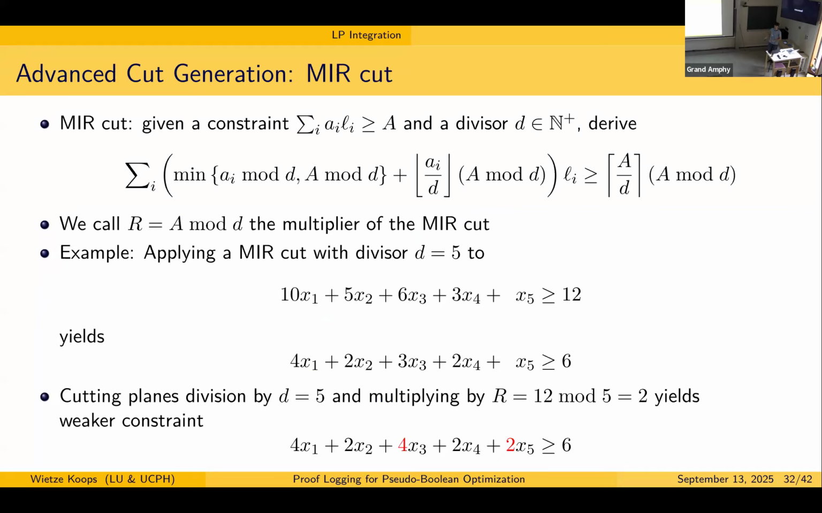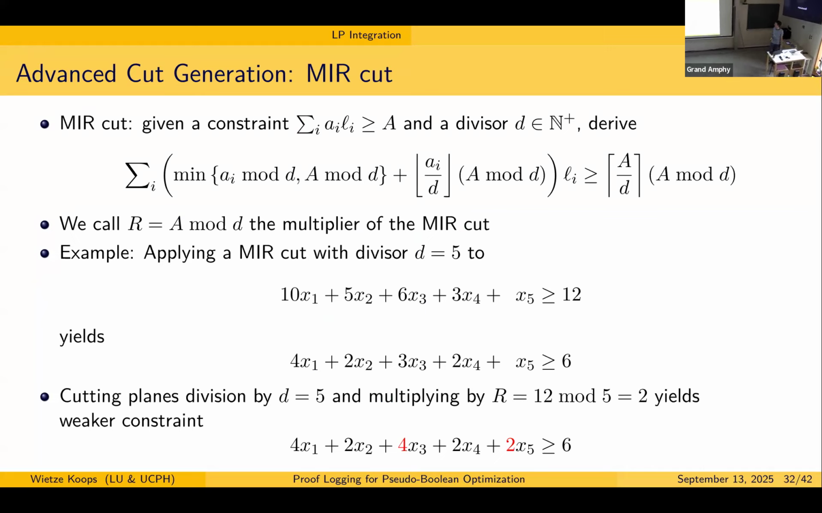So the MIR cut rule is this little scary formula, so I'm just going to explain it using an example. We should think of it as we do cutting planes division with the divisor d, we multiply with a modulo d, and then we see that the coefficients on the left-hand side can actually be a bit smaller in some cases.